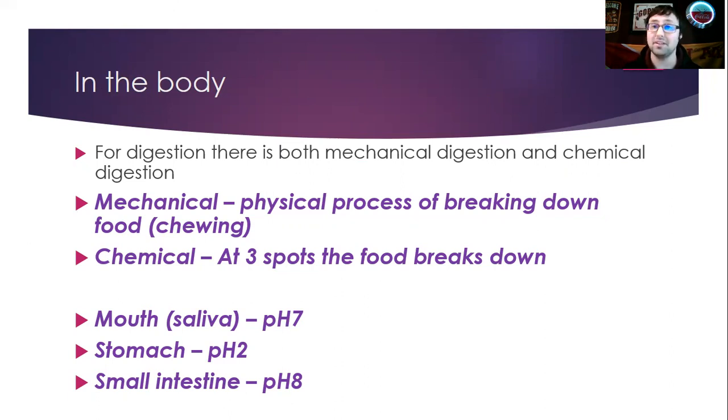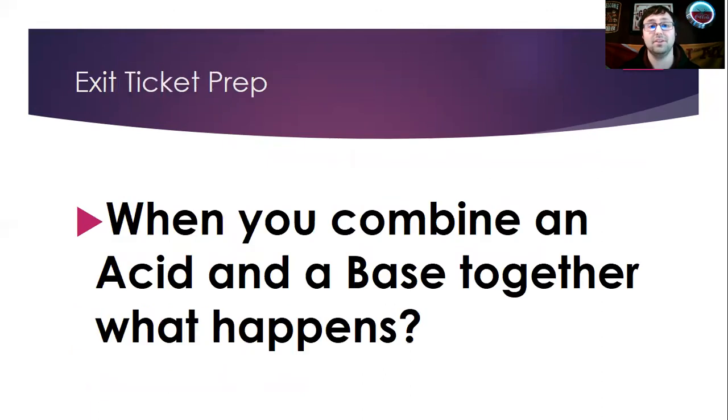So there are the ways your body breaks down food, both physically and in the 3 different ways chemically. So this ends our notes for this particular unit. I am wondering from you, when you combine an acid and base together, what particularly happens?